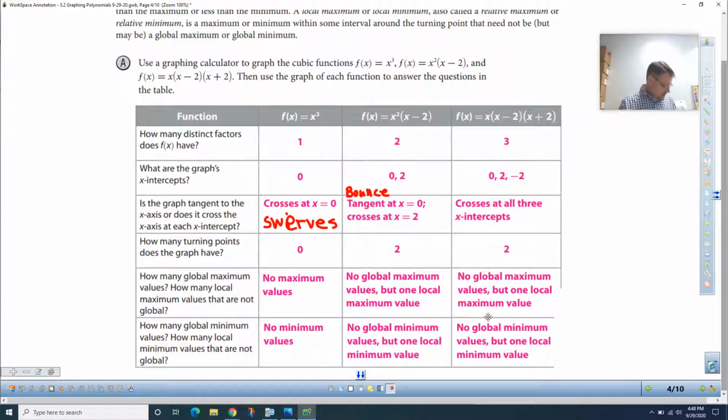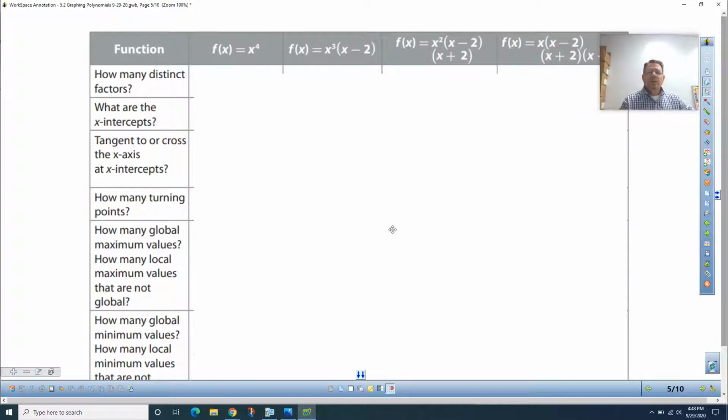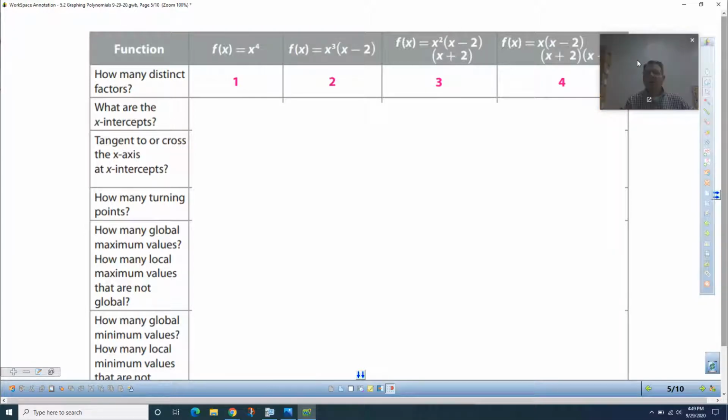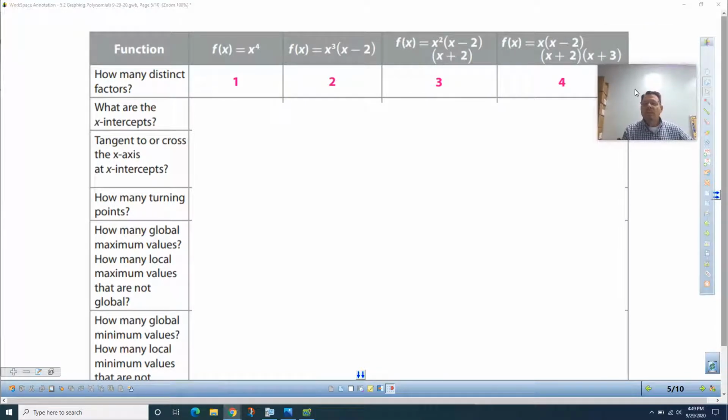So take a minute to look at that a little bit more later. All right. So now to the fourth power. It's a very similar thing. See if I can't speed up this process a little bit. So there's one distinct factor here, two distinct factors, three distinct factors, and 1, 2, 3, 4. See, I'm hiding the fourth one there. So there are 4 distinct factors there.